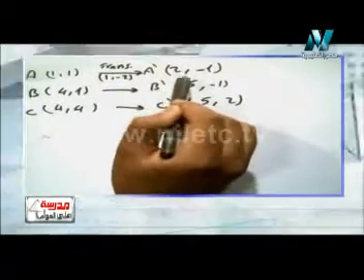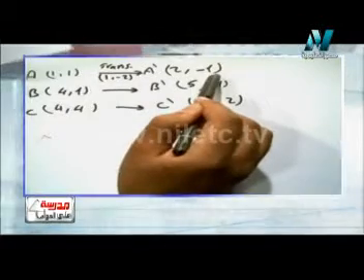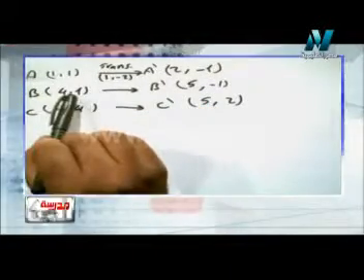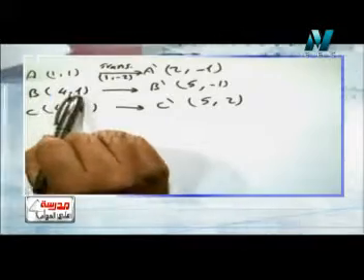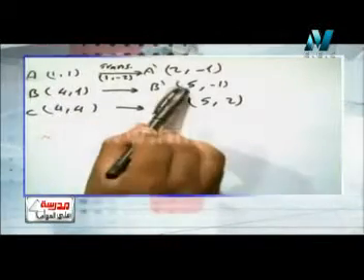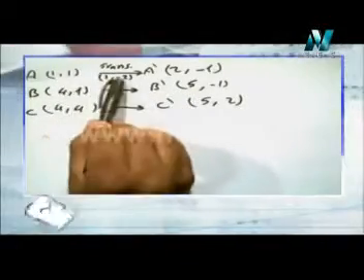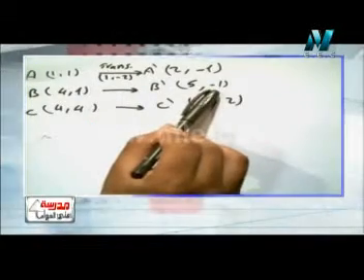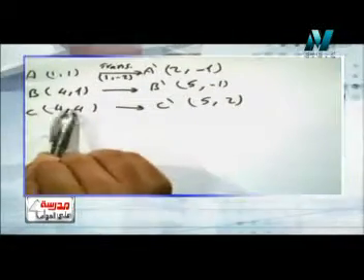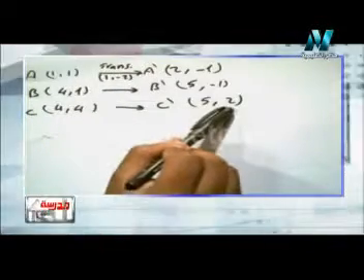Then A (1, 1) by translation (1, -2) is A dash (2, -1). Point B (4, 1): 4 plus 1 equals 5 and 1 minus 2 equals -1. C (4, 4): 4 plus 1 equals 5, 4 minus 2 equals 2.